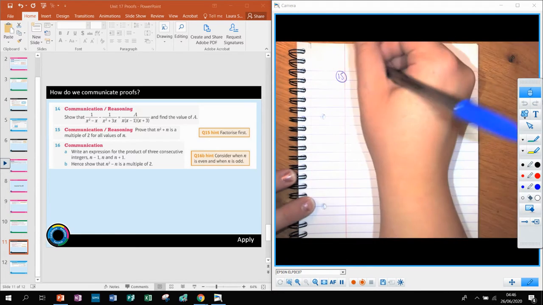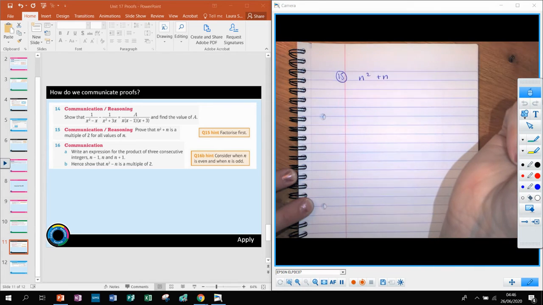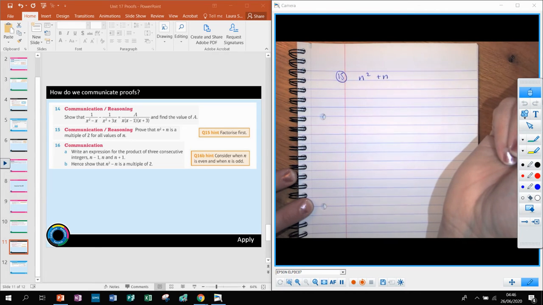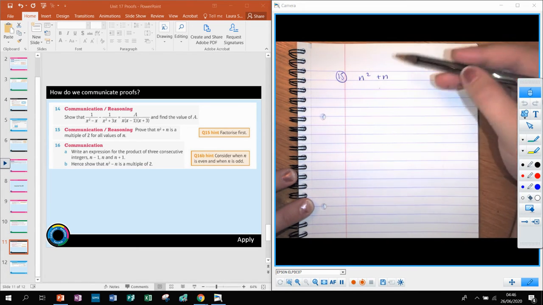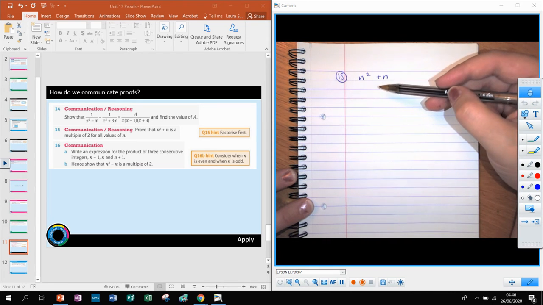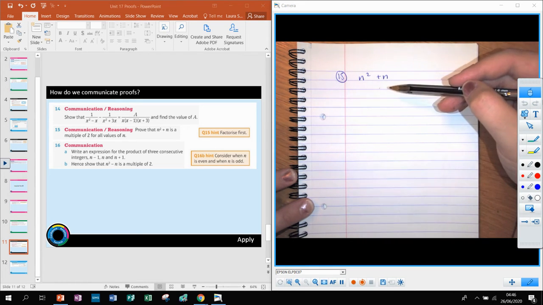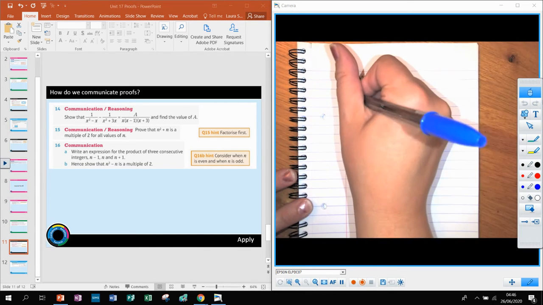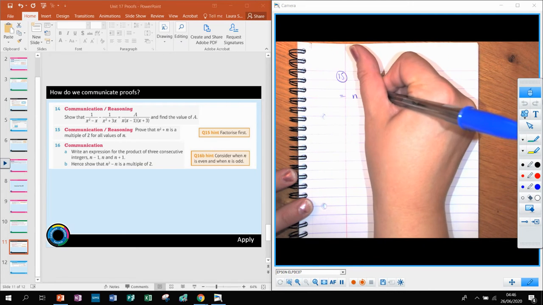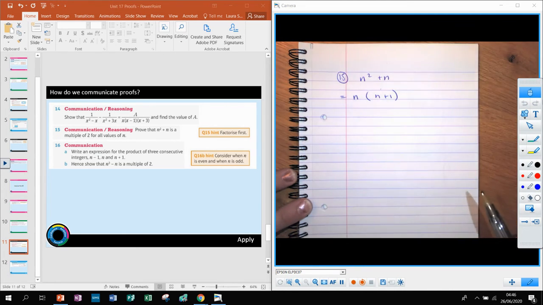states, prove that n squared plus n is a multiple of 2 for all values of n. Prove that n squared plus n is a multiple of 2 for all values of n. So what are we going to have to do? Well, we're going to have to think about what an odd and even number is, and also what their products are. Not a problem. Let's first factorize that because I can do that. So we're going to have n and then n plus 1 when I factorize that.